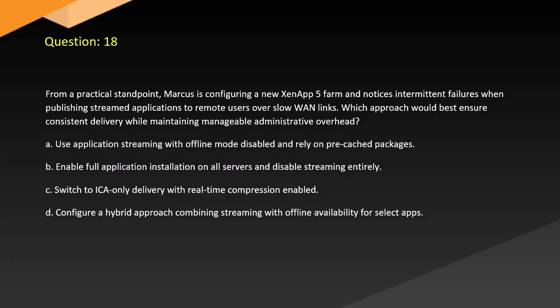Question 18. From a practical standpoint, Marcus is configuring a new XenApp 5 farm and notices intermittent failures when publishing streamed applications to remote users over slow WAN links. Which approach would best ensure consistent delivery while maintaining manageable administrative overhead? A. Use application streaming with offline mode disabled and rely on pre-cached packages. B. Enable full application installation on all servers and disable streaming entirely. C. Switch to ICA-only delivery with real-time compression enabled. D. Configure a hybrid approach combining streaming with offline availability for select apps.